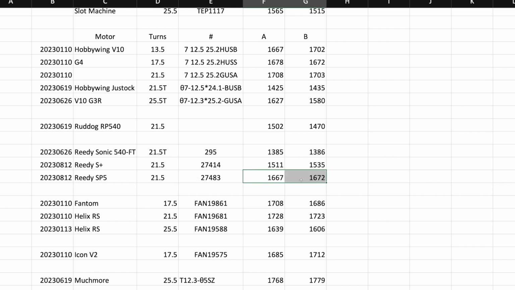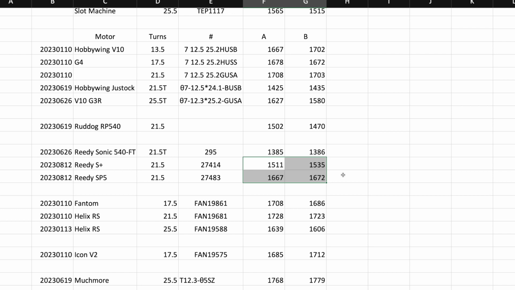So Reedy SP5, very nice Gauss. We're looking at 1667, 1672. So earlier I was talking about the Reedy S, which is a very nice rev motor, but it's very easy to see one of the main differences. Now, to be honest, a rotor swap would say a lot, but that's not really the interest here. It's really to see what one gets out of the box. But one could potentially swap rotors and, you know, get different numbers.